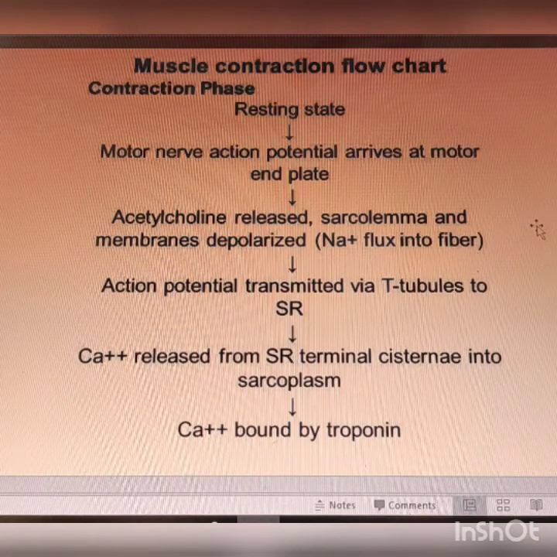After that, the binding of calcium to troponin transmits information via structural changes throughout the actin tropomyosin filaments and promotes muscle contraction.